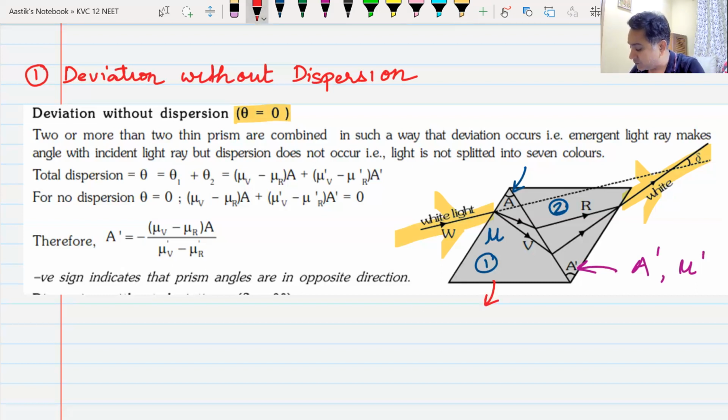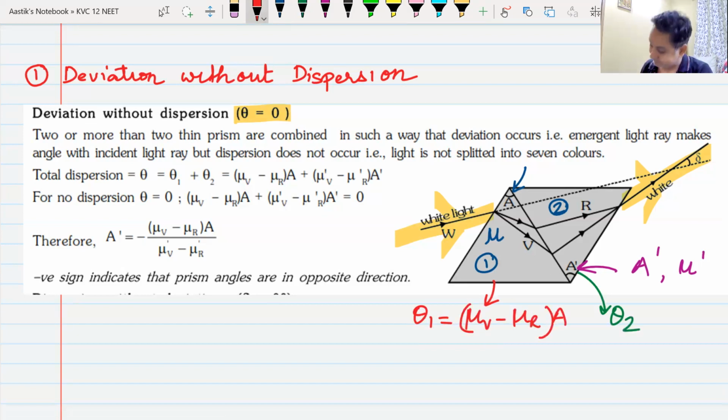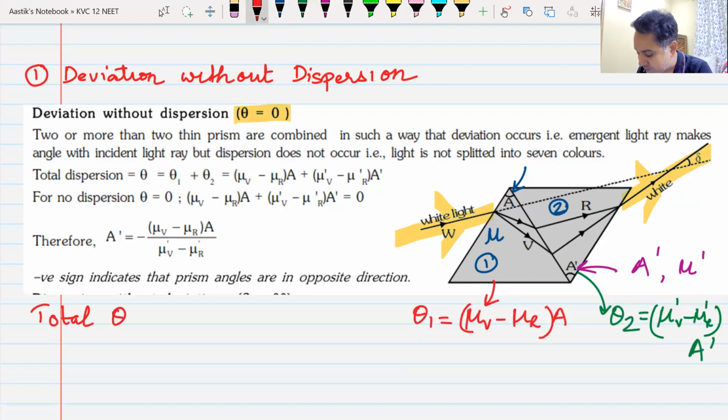The deviation from this prism is theta 1. The deviation from this prism is theta 2. I can write the value of theta 1 as mu violet minus mu red times A. Do we understand this? I can write the deviation from the second prism as mu dash V minus mu dash R times A dash. Do we understand this? Yes, sir. And the total dispersion will be equal to theta 1 plus theta 2, and that is taken as 0.